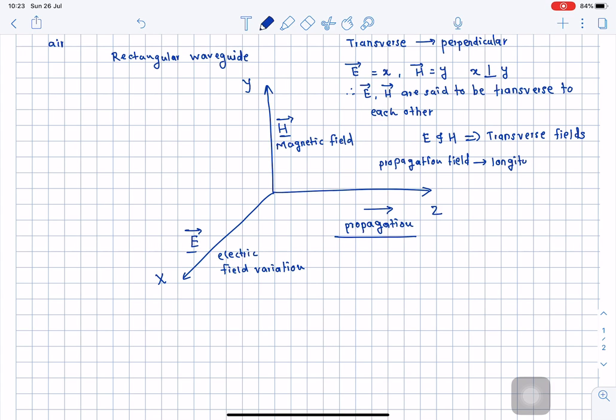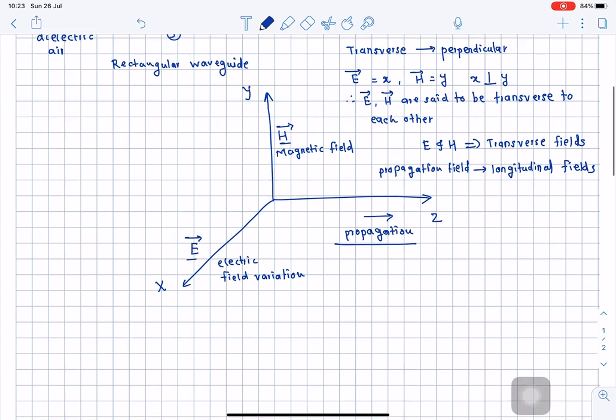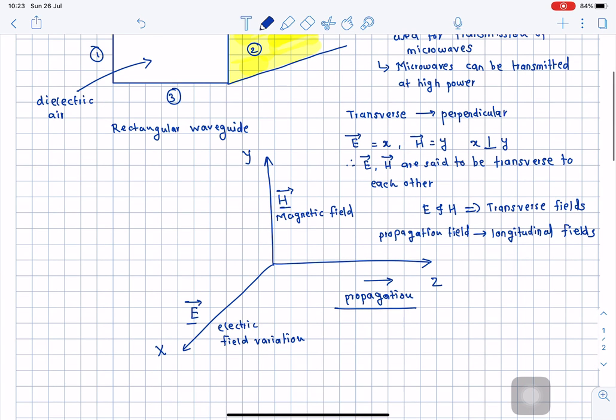Please don't get confused between these particular terms. These are very commonly used terms in electromagnetic field analysis. So please remember, the longitudinal field is the field which exists along the direction of propagation, and the transverse fields are those fields which are perpendicular to each other as well as perpendicular to the direction of propagation. I hope you understood this terminology.